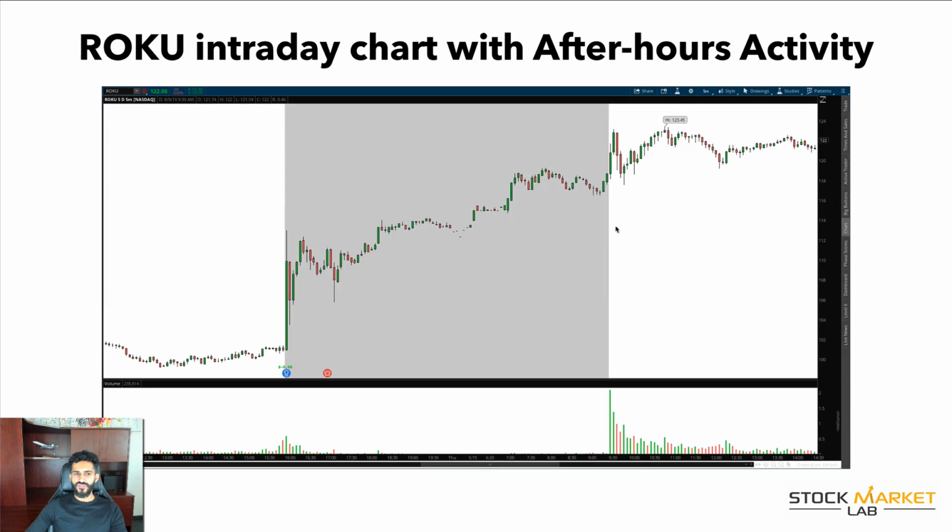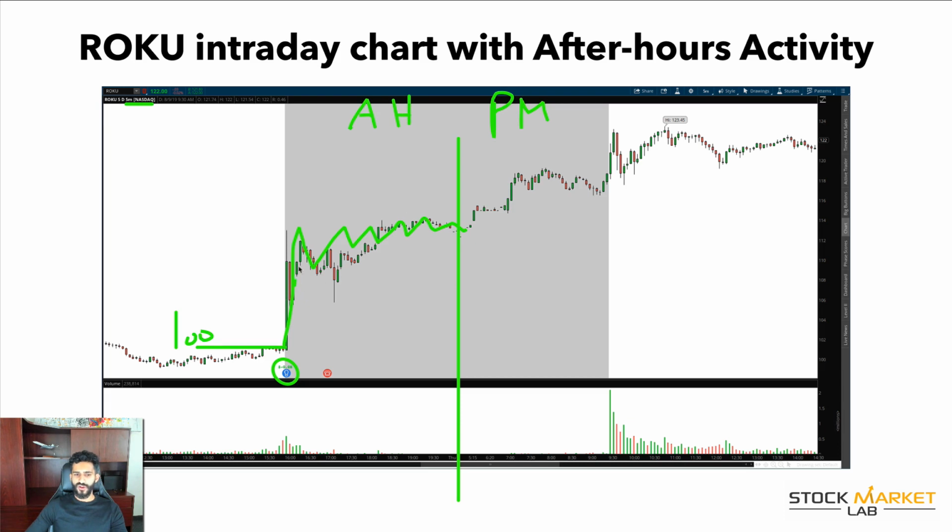Now, if I go to an intraday chart, this is a 5-minute chart. This was the day they had earnings. You can see Roku has earnings. This is where it closed, right? Closed around 100 bucks. Has earnings, trades after hours, after hours, after hours. The next day, pre-market. Remember, pre-market is before the market opens. After hours is when the market is closed.